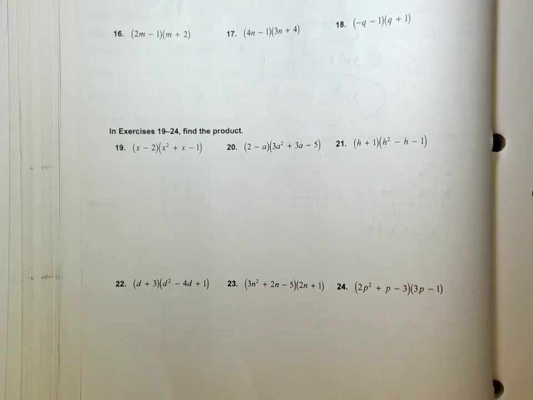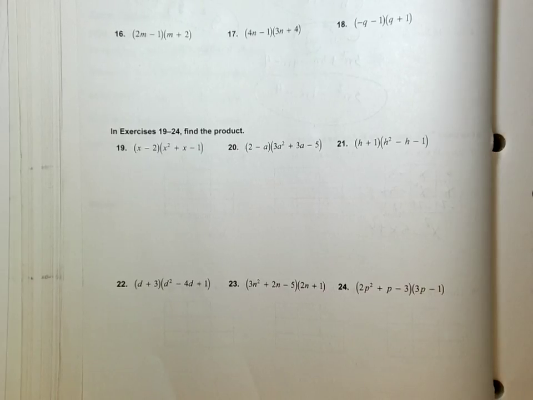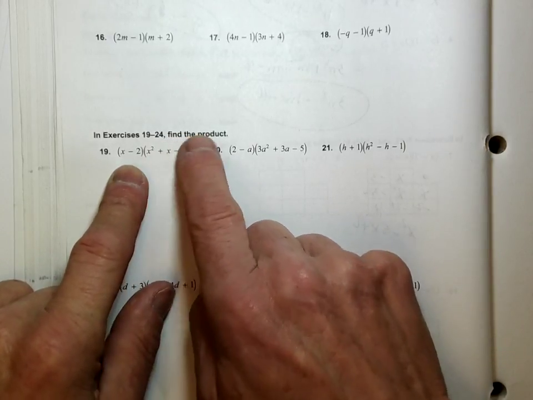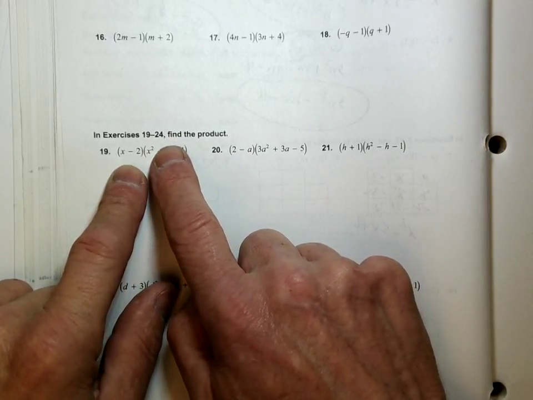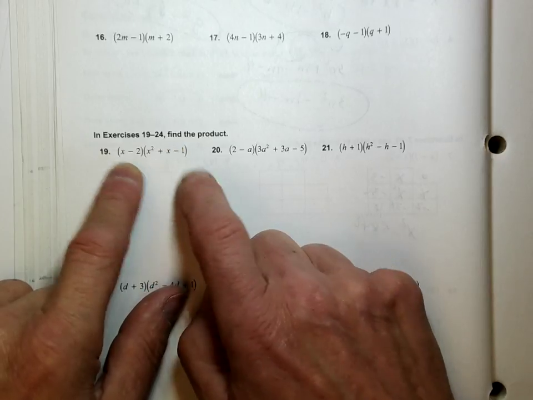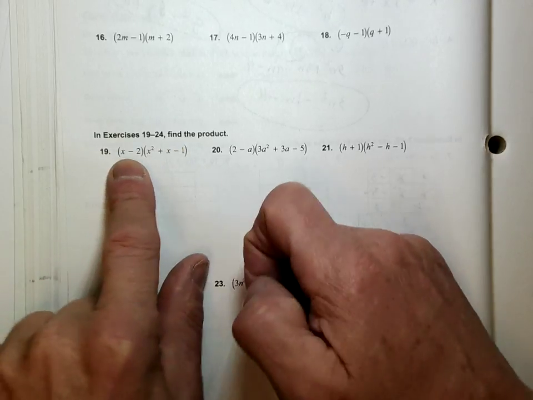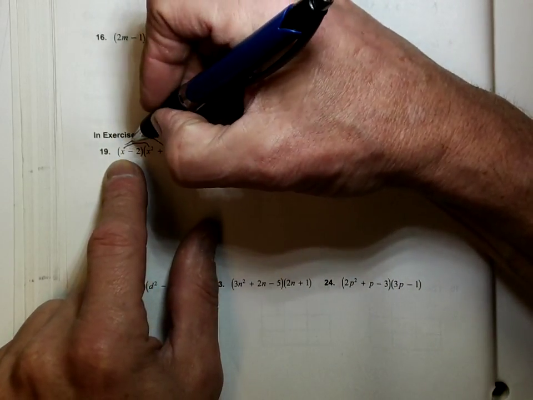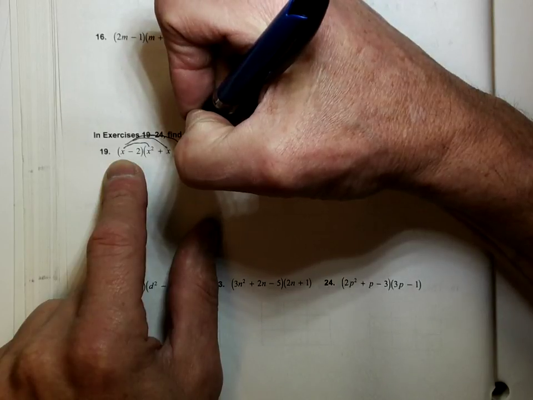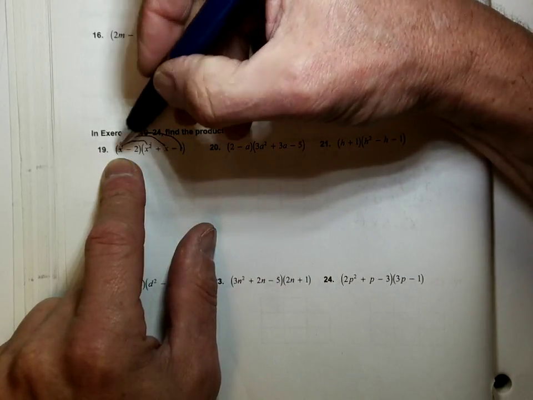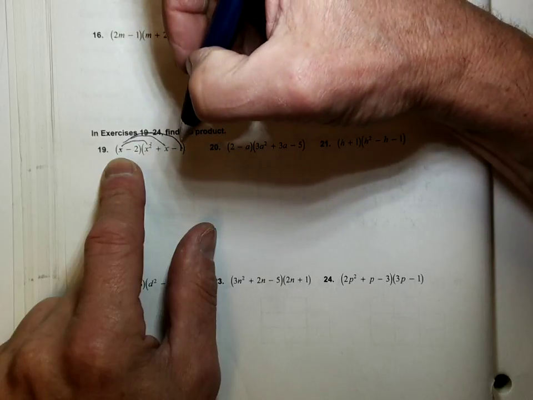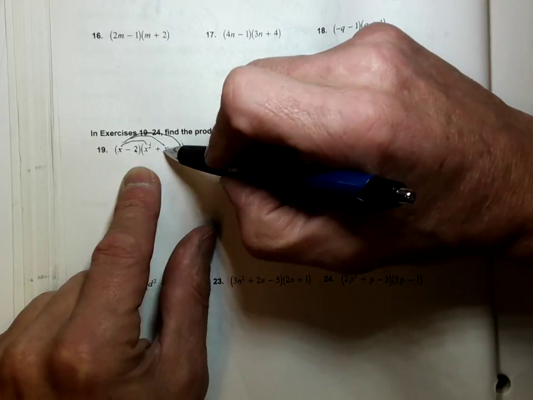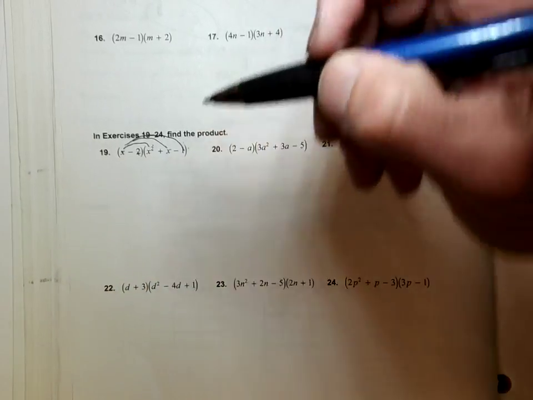Now, the problem with the word FOIL, first, outside, inside, last, is that it doesn't work with this. But we are going to do this. Watch, got to listen. We're going to distribute. The x is multiplied here, here, and here: to the x squared, to the x, and to the negative 1. We'll do that first. Then we'll take the negative 2 times this, this, and this. But let's do the first piece first.